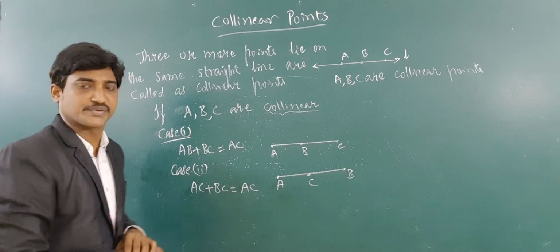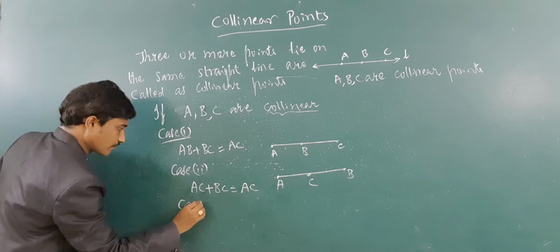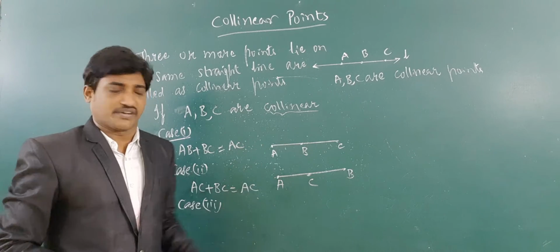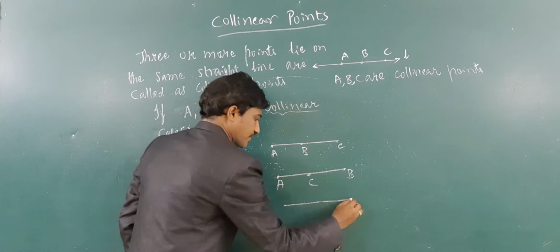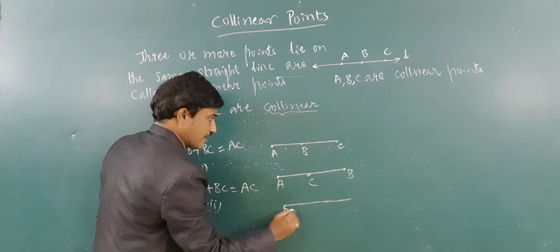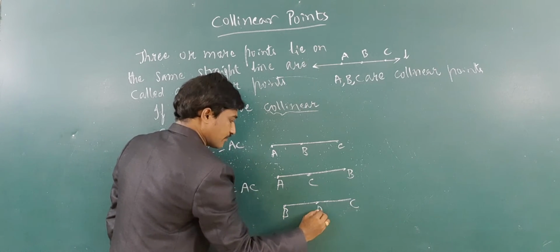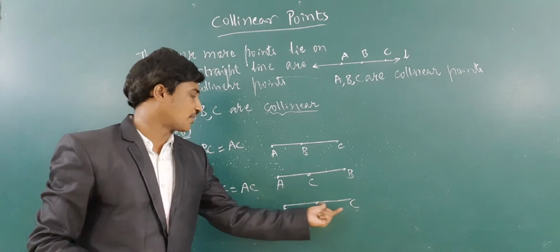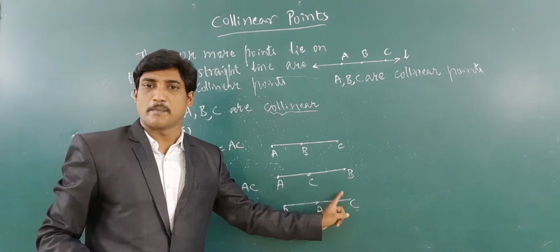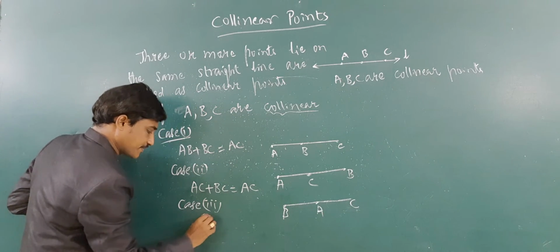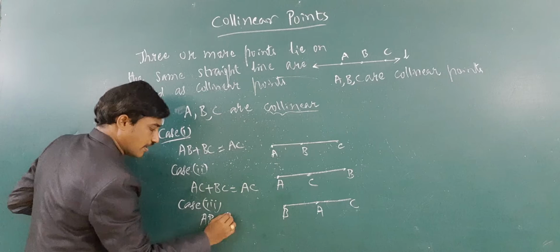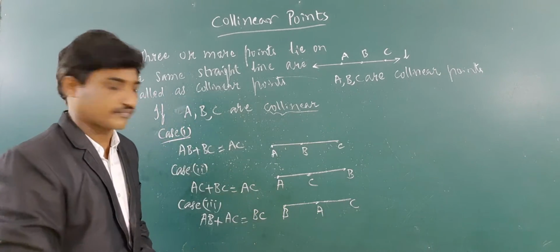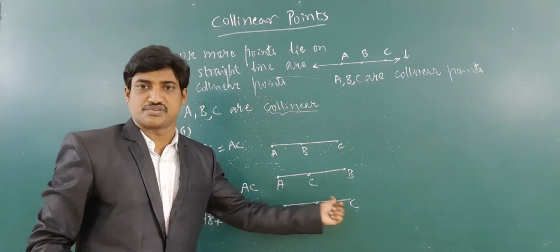And the third case: if A lies in between B and C, then what happens? The length of AB plus the length of AC gives the length of BC. AB plus AC gives BC.